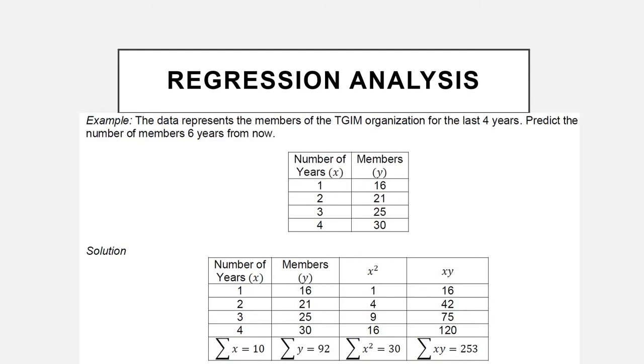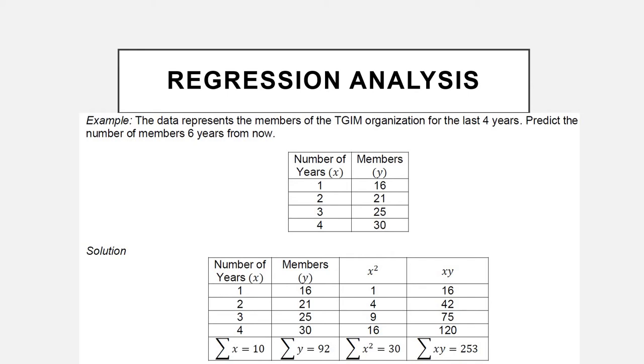Our x here would be the number of years, so year 1, 2, 3, and 4, while our y represents the number of members in the organization. Year 1 we have 16, year 2 we have 21, year 3 we have 25, and year 4 we have 30.